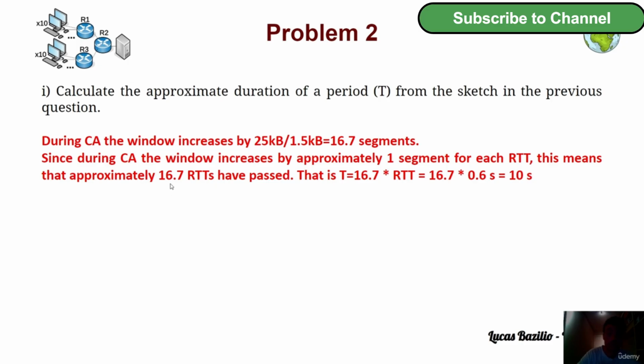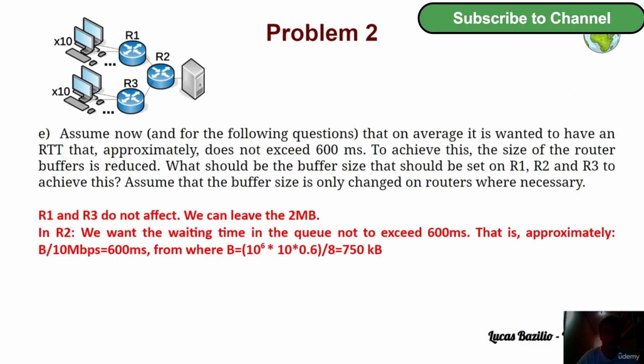So, as we know how many round trip times have passed, to calculate the period is trivial because we already know the value of one round trip time. What is the value of one round trip time? Well, we already saw in question E that we set the value of the round trip time to be 600 milliseconds, which is the same as 0.6 seconds. This is the value of one round trip time, 0.6 seconds.